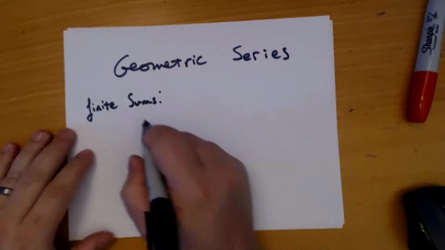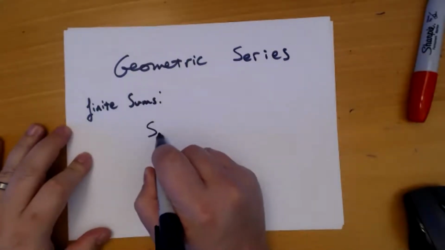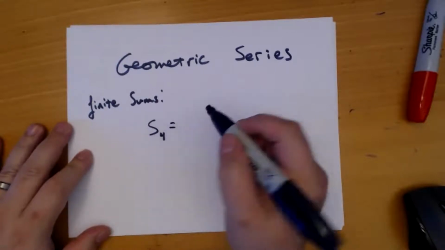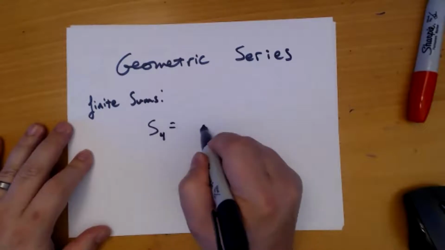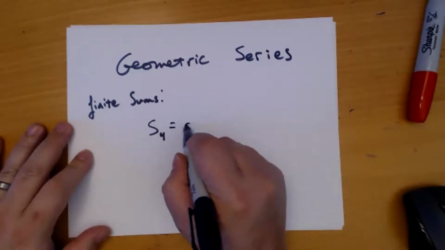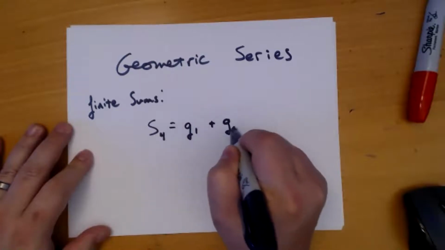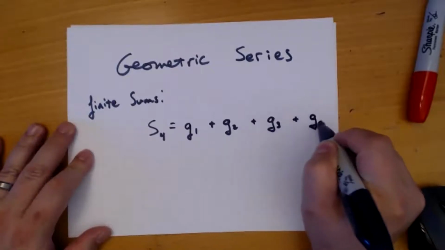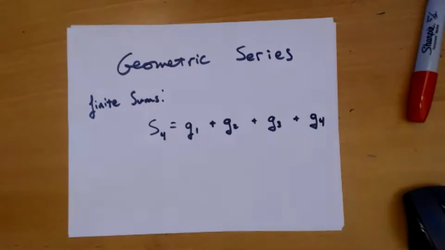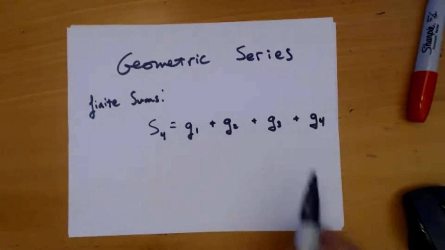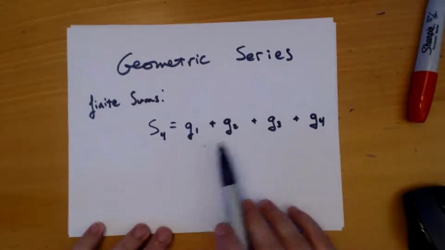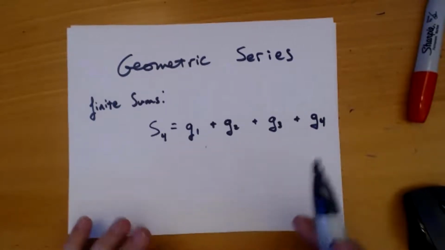Okay, so let's say the sum of the first 4 terms of a geometric sequence are what we're interested in. And we know that the sum of 4 geometric sequence terms is going to be the first one, plus the second one, plus the third one, and the fourth one. Now, since I don't want 4 different variables here, I want to turn these g's into something that doesn't have all sorts of different variables.